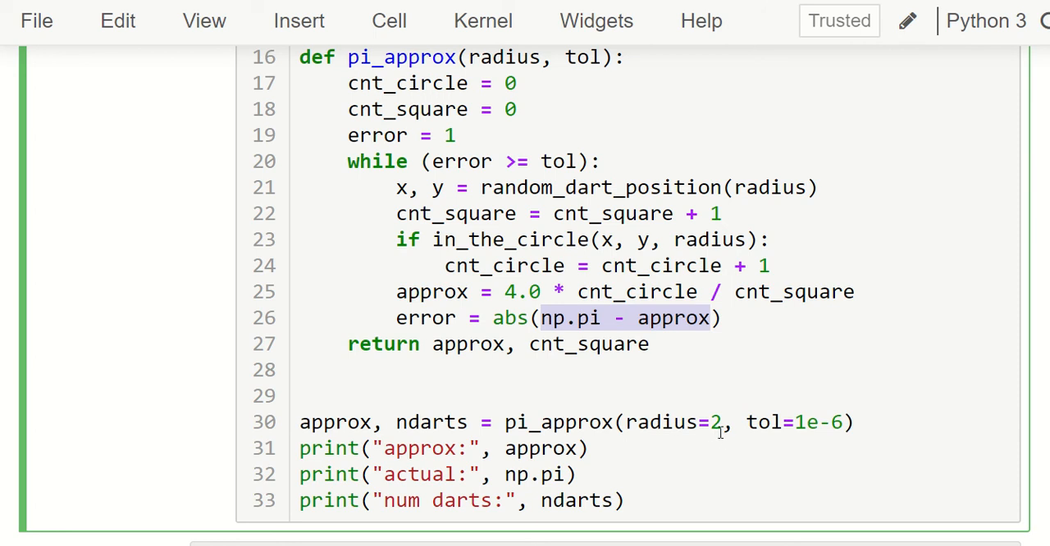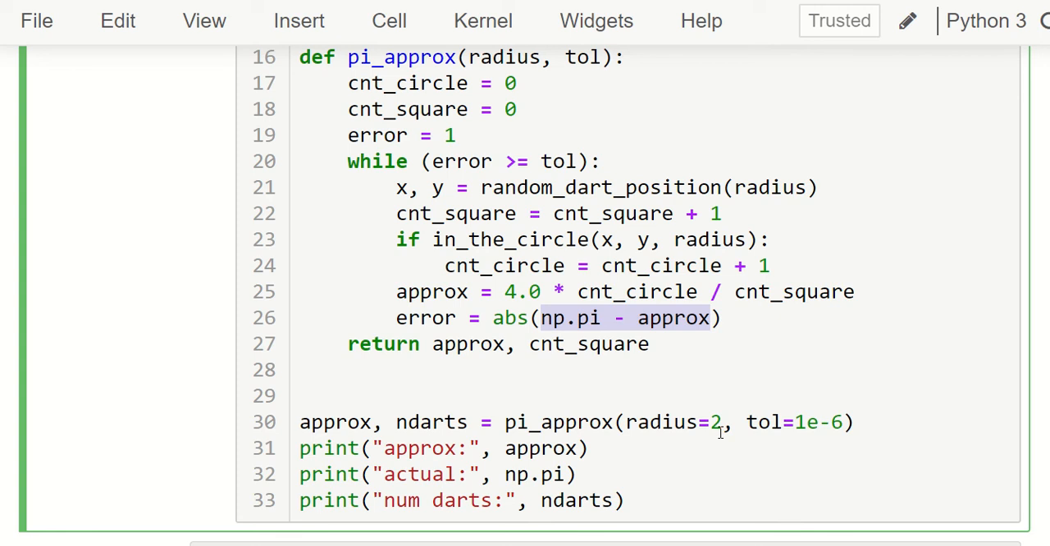I pass the radius of, in this case, 2. I think the problem statement didn't even tell us what the radius of the dart board is, but this can be 2 millimeters, or 2 centimeters, or 2 meters. That doesn't really matter. But the tolerance is then specified as 1 times 10 to the minus 6. So I'm trying here to get an approximation for pi that's better than 1 times 10 to the minus 6. Since pi is 3.14, we see that this tolerance is actually a reasonable value. It's probably quite close to the approximation for pi that you have on your pocket calculator. Maybe there the tolerance is 10 to the minus 8.